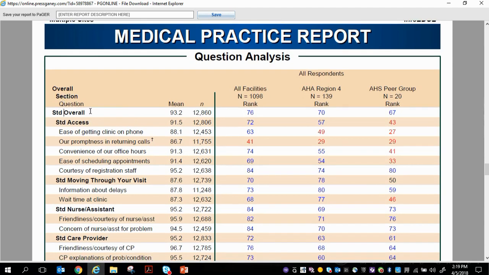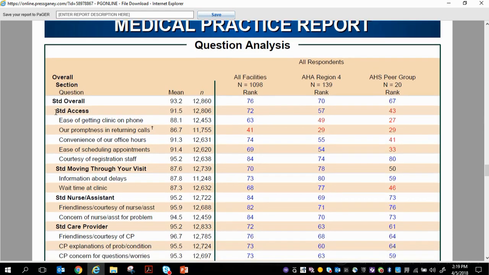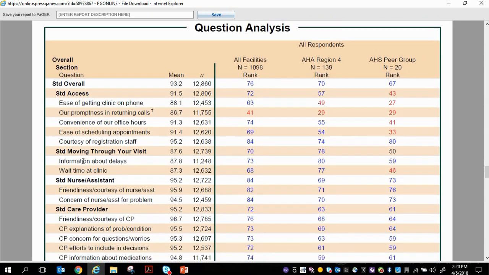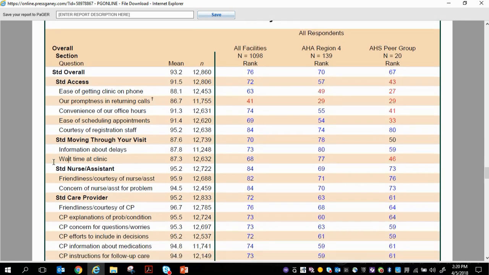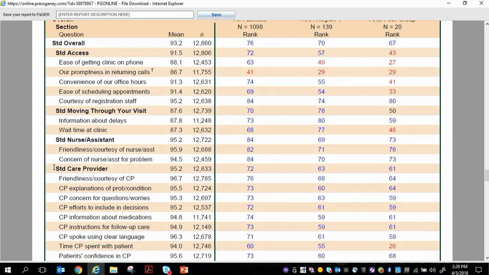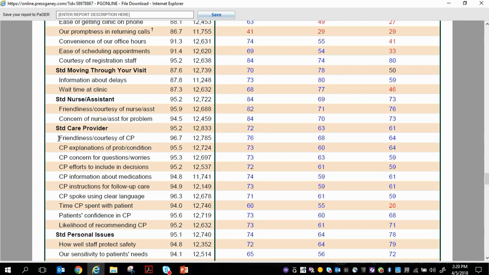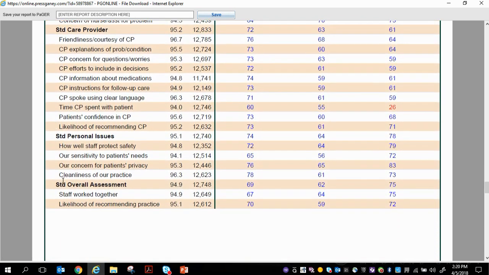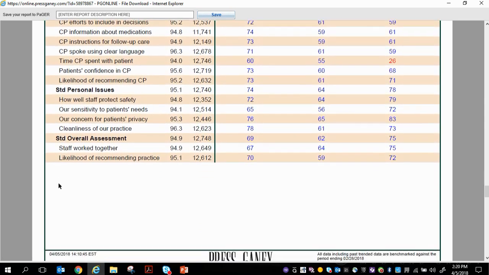There is an overall, which is an overall calculation of all the questions that were asked. The following sections are access. Access are those questions that are related to ease of getting the clinic on the phone or the office hours, anything prior to the actual visit. There's moving through the visit, which is talking about information about delays and wait times. There are a couple questions on the nurse or the medical assistant in the medical practice survey. And then there are 10 questions on the care provider in the survey. So there's the care provider section. There's some personal issues questions asked, and then finally an overall assessment.